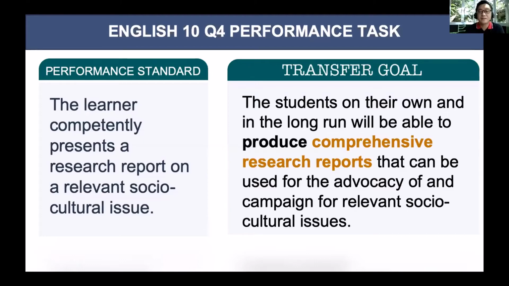If you still remember, there are three elements of a transfer goal. The first is the most encompassing or the most important verb, and that is, in this case, produce. Well, to produce though is not a verb, but let's take the word produce per se as a verb. So it's the highest order or the most encompassing verb in this case. And what is the expected product? The comprehensive research reports. Why? What for? What's the real world purpose? The real purpose is so that this can be used for the advocacy of and campaign for relevant socio-cultural issues.